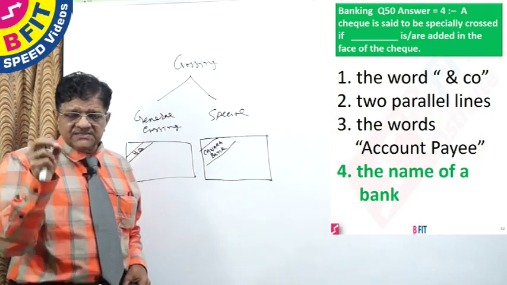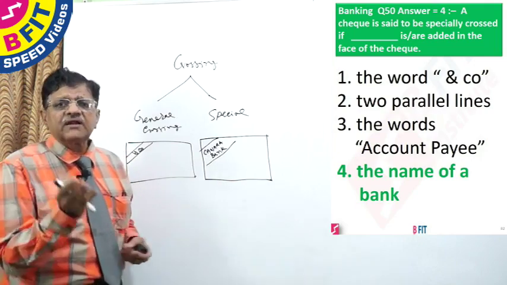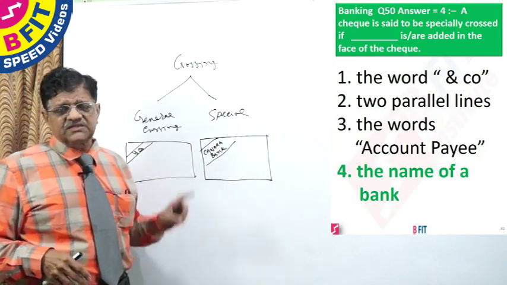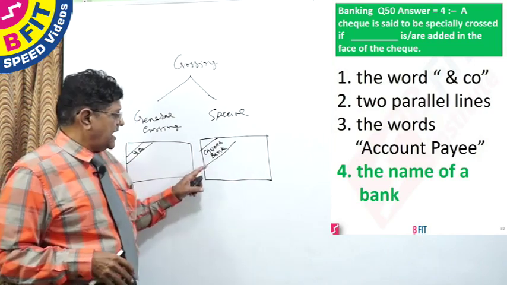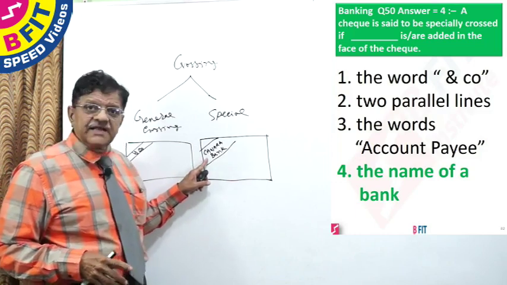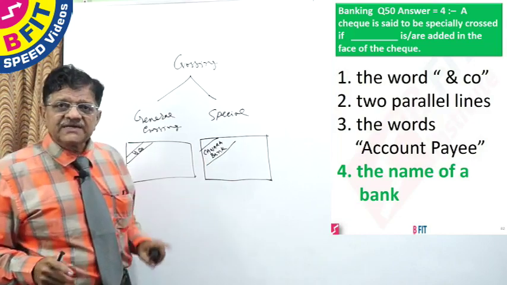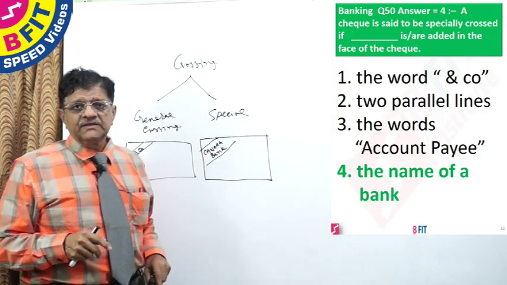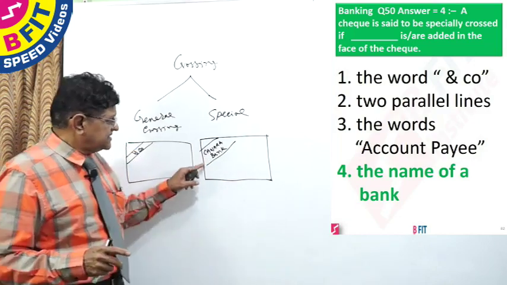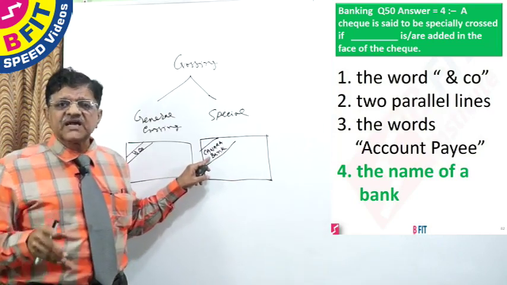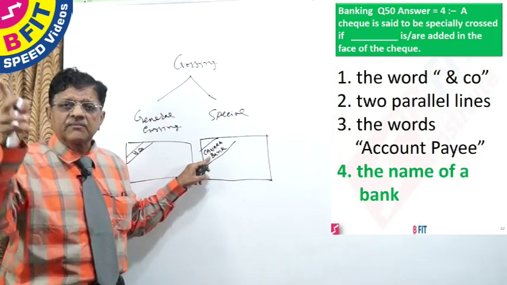Who can add the name? Any holder of a check can add. It is not necessarily the drawer. Anybody can cross a check. And if a check bears the name of a bank, it is called special crossing. What is the effect of special crossing? The effect of special crossing is this check can be collected only by Canara Bank, because the check is crossed specially to Canara Bank.